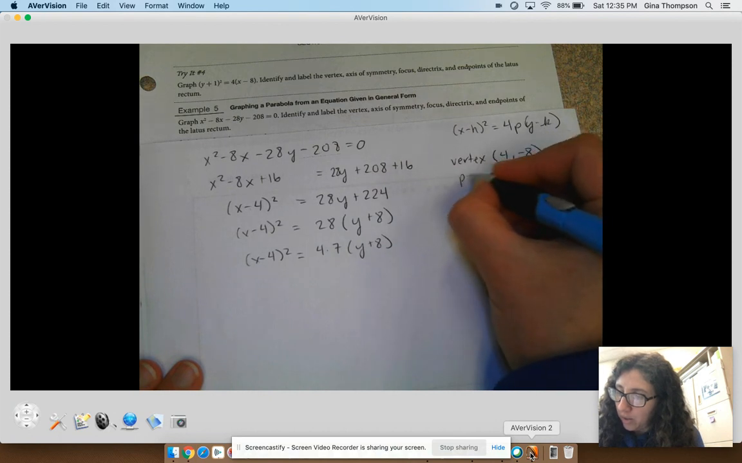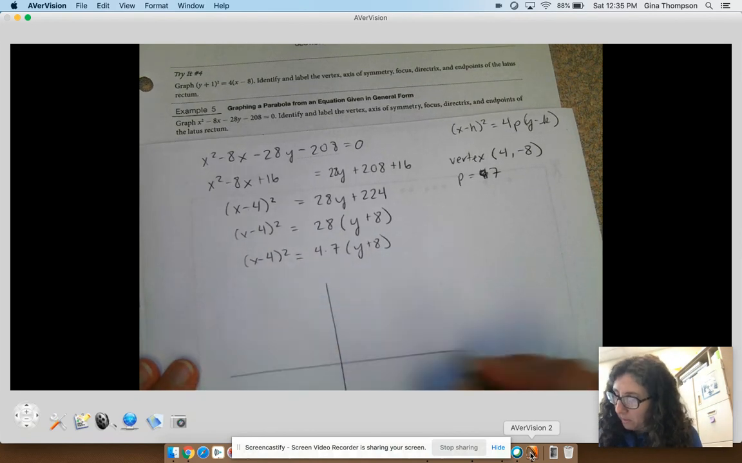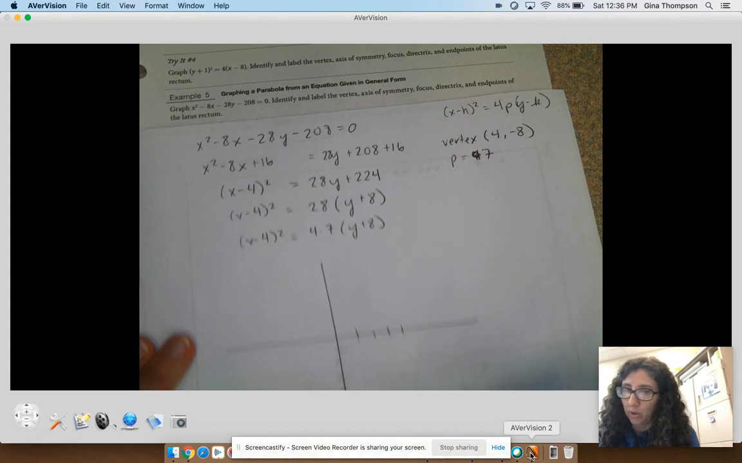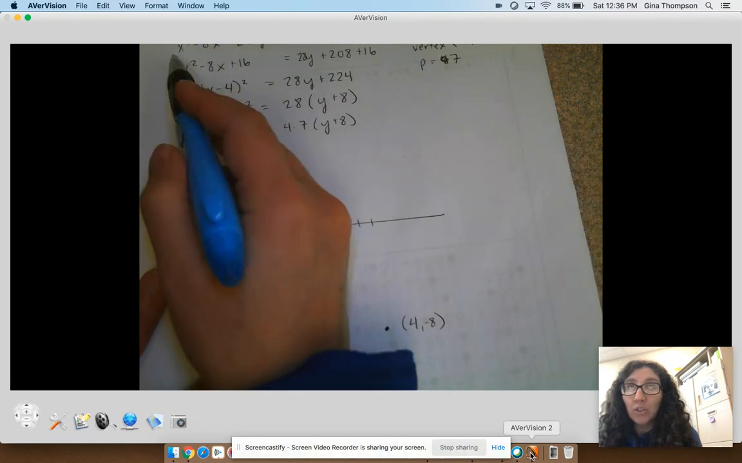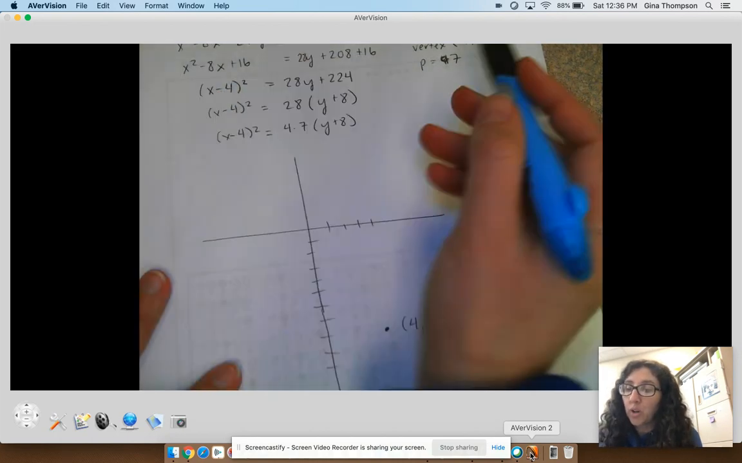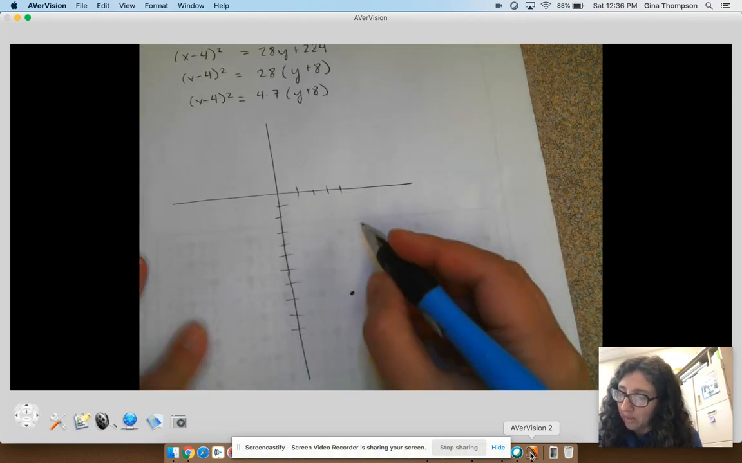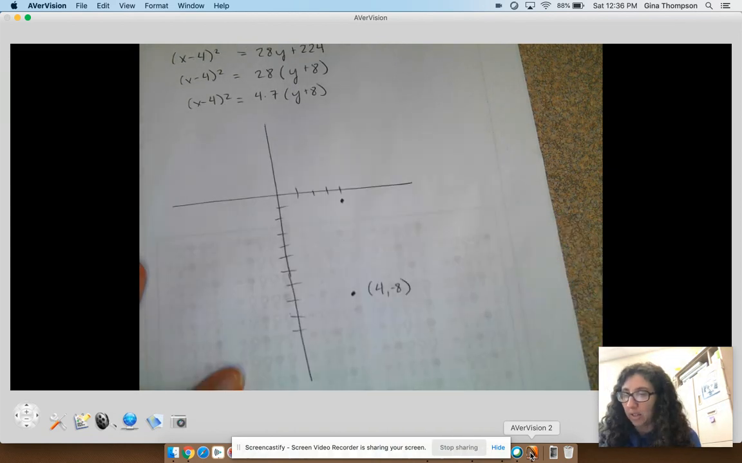Our p-value is 7. Whoops, not 4, 7. So the vertex, 4, negative 8, is down here. Ooh, so far down you can't see. Our p-value is 7. The squared term is x, so that means it's going to open either up or down, and our p is positive 7. So we'll go 7 units up. There's our focus.